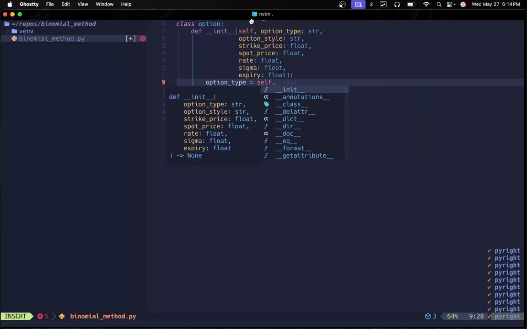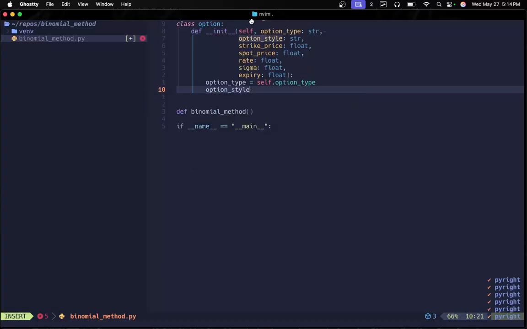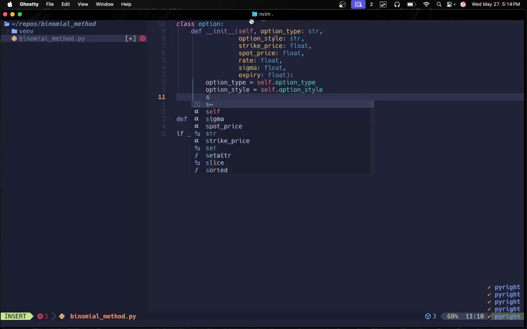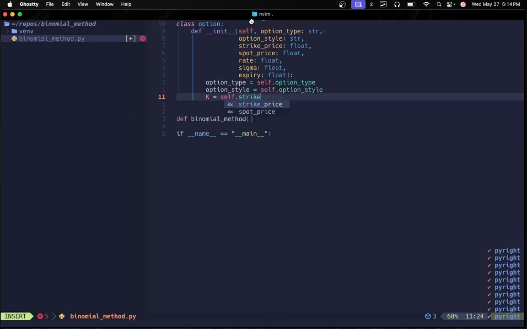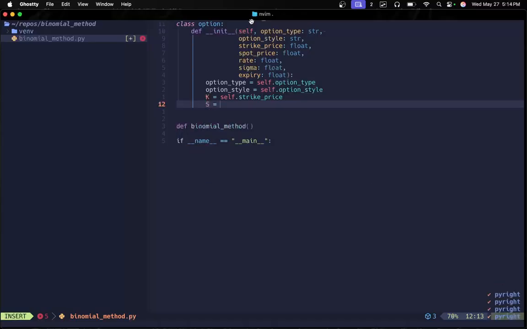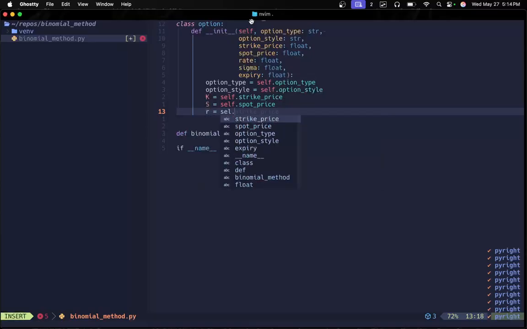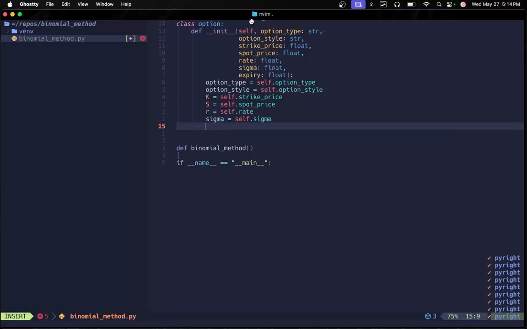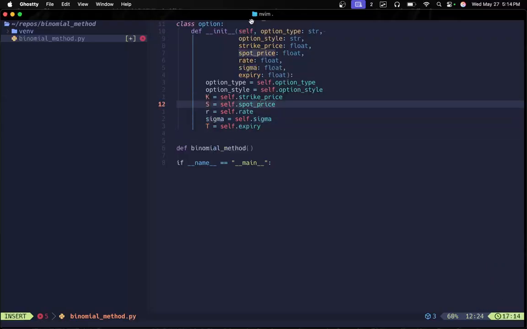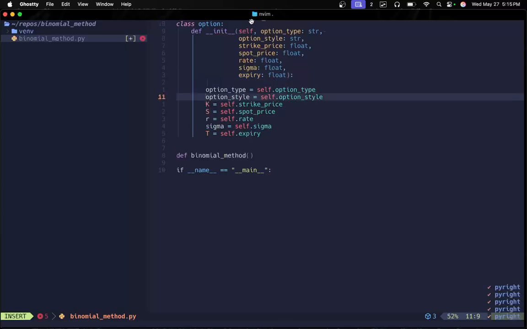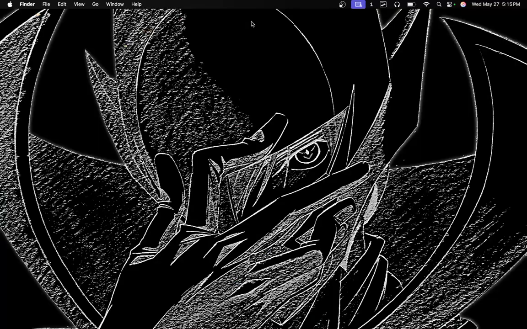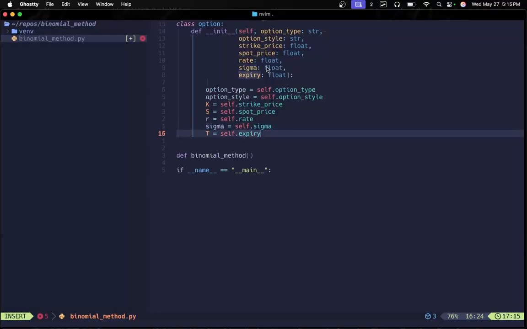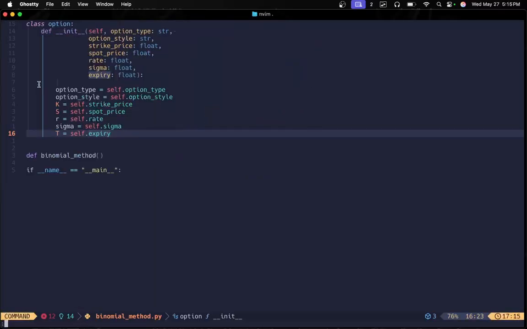Option type, okay. Perfectly set up. I don't like the way I did it. What the heck? Fine.